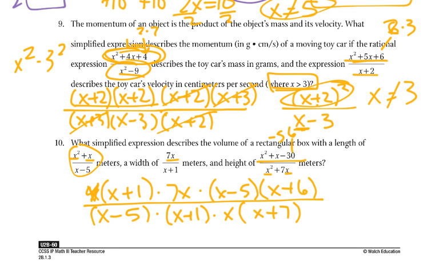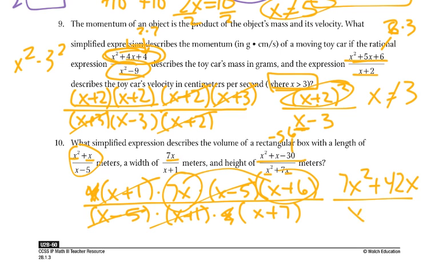An x with an x minus 5, x minus 5, x plus 1, x plus 1. We can't eliminate the 7s or the other x, so we're left with 7x times x plus 6. So let's multiply 7x squared plus 42x over x plus 7. So restriction, x cannot equal negative 7. Which really doesn't make sense. If you're dealing with volume, you couldn't have a negative anyway. But x could not be a negative 7. And there we go, guys.